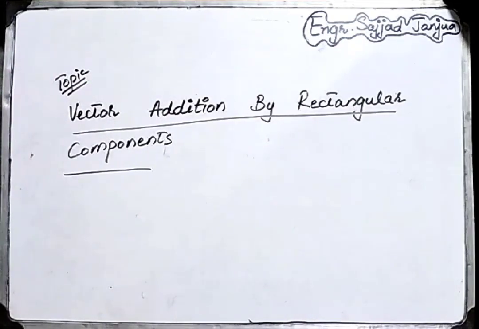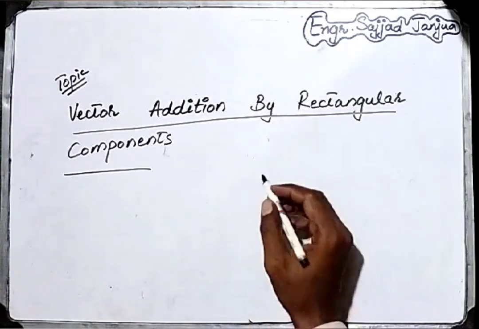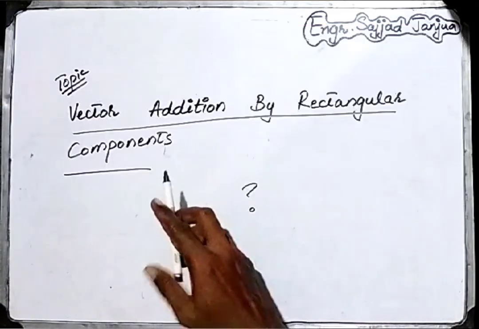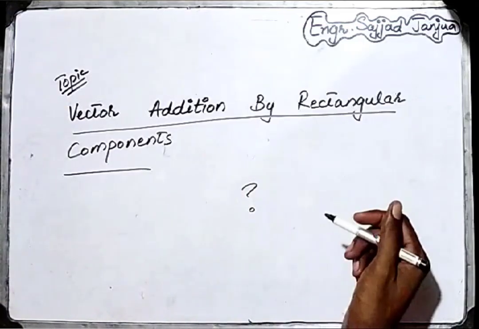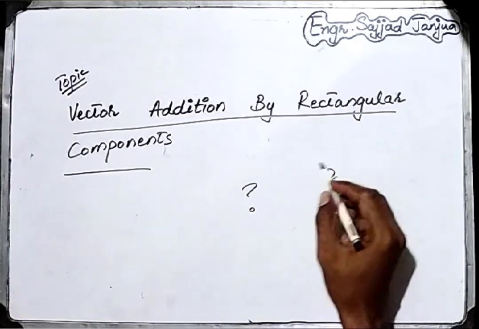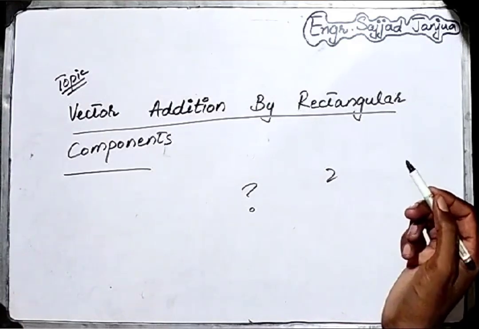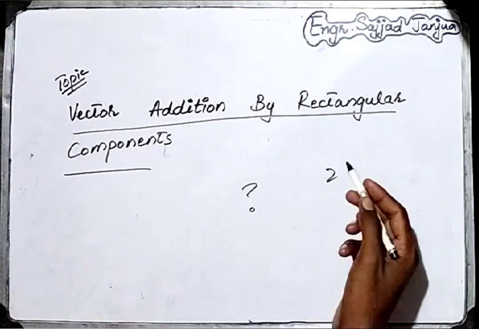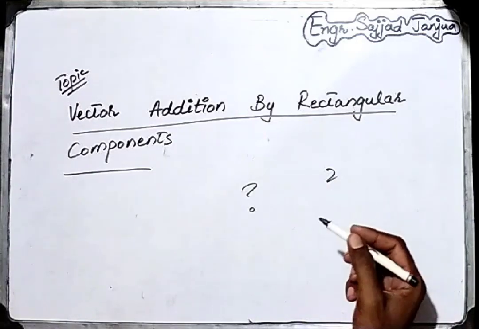First of all, there is a question: why do we use vector addition by rectangular components? There are two methods of adding vectors. The first one is the head to tail rule and the second one is vector addition by rectangular components. For adding two vectors, we use the head to tail rule, and for adding more than two vectors, we use the vector addition by rectangular component method.